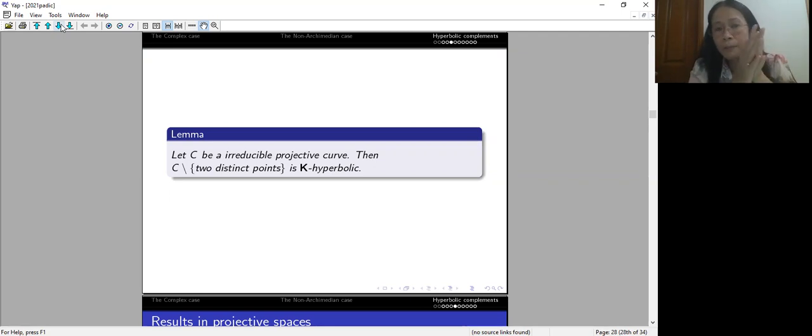The point to prove this only uses this lemma, and this lemma says that any irreducible projective curve over a non-Archimedean field of dimension 2 has to be hyperbolic. So this is a very strong result we can use to prove almost everything here, because our method is we reduce step by step until we get to a curve, and then we can use this lemma.